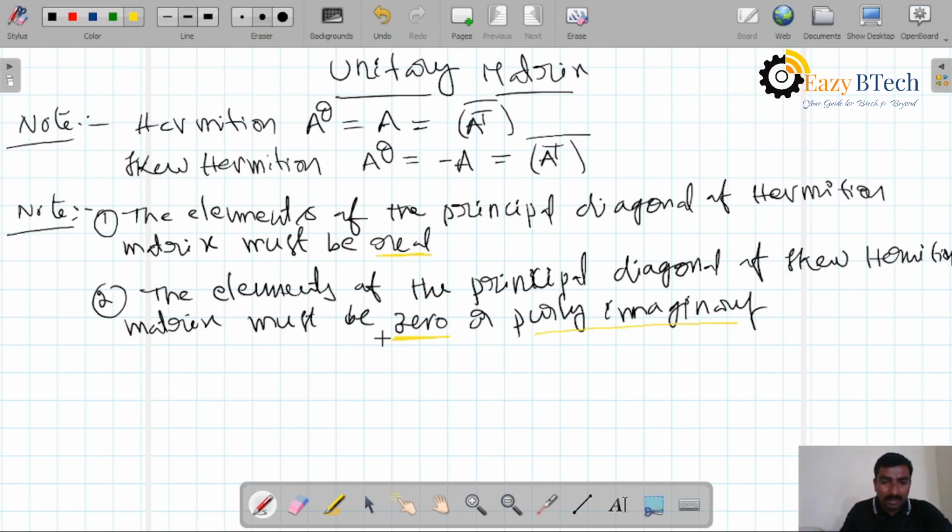Here all the elements, not only one or two elements, of the principal diagonal of skew Hermitian matrix must be 0 or purely imaginary only. All, not only one or two, all the elements must be 0 or purely imaginary. This is very important. Now we have to discuss unitary matrix.